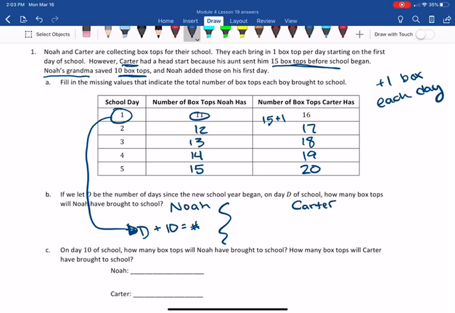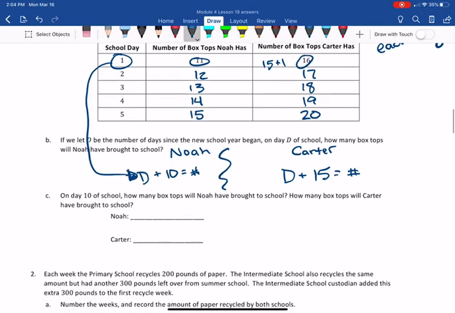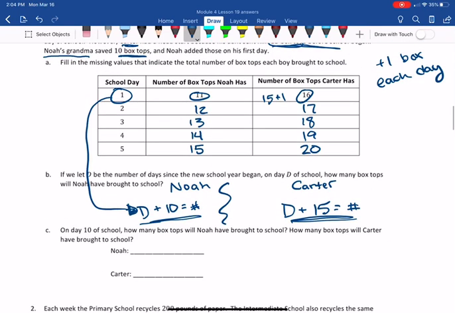Okay, so now if I look at Carter, so remember Carter's aunt gave him 15, so D is the number of days plus, how many box tops did Carter's aunt give him? Oh, there it is. So Carter's aunt gave him 15, so D plus 15 equals the number of box tops. Okay, because if I look here, just like I did before, day 1, Carter had 1, so 1 plus 15 would equal the 16 box tops that he got on day 1. Okay, so let's see here. So on day 10, these are really going to help me understand. I don't want to fill in a table all the way down my page.